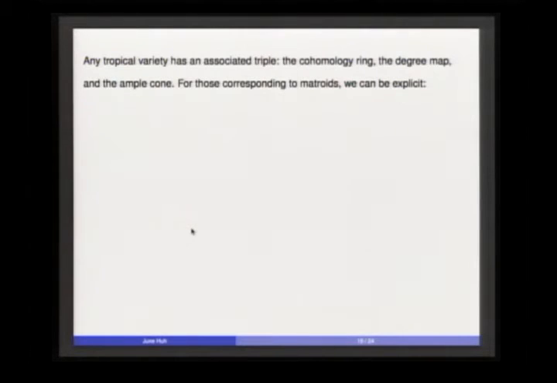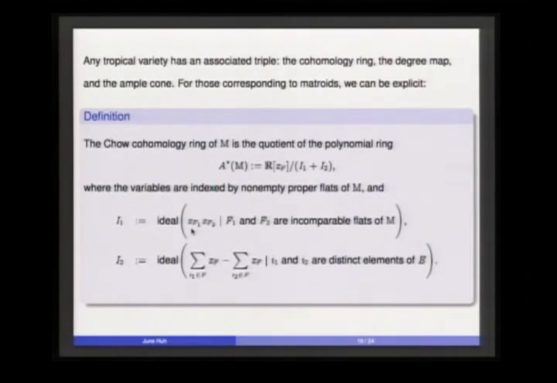And the point is that any tropical variety can be associated to a natural triple. It has a cohomology ring, it has the degree map, and it has the ample cone. In fact, we can associate such a triple to any matroid or any graph. And for the case of matroids, we can be very explicit. So there is, I guess, no point in reading this definition at the moment, but I want to convince you that there is a very concrete way of describing these cohomology rings associated to any tropical variety. And in the case of matroids, it is just this.